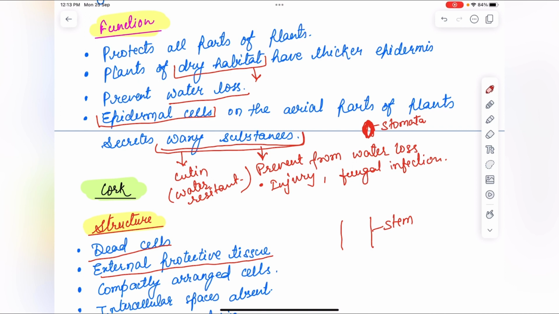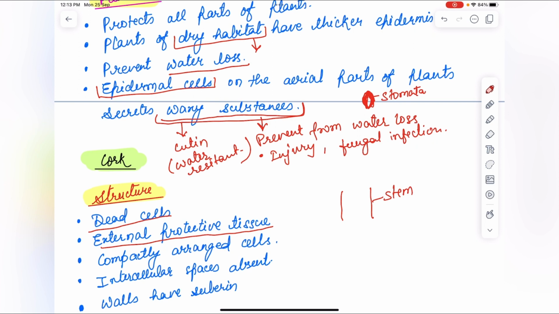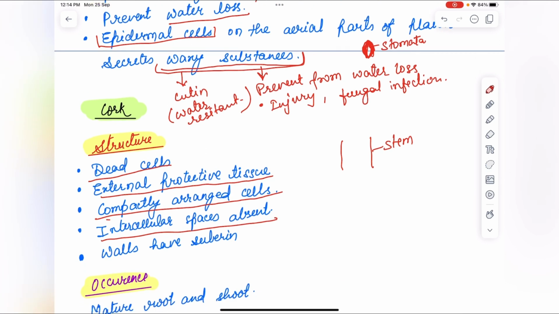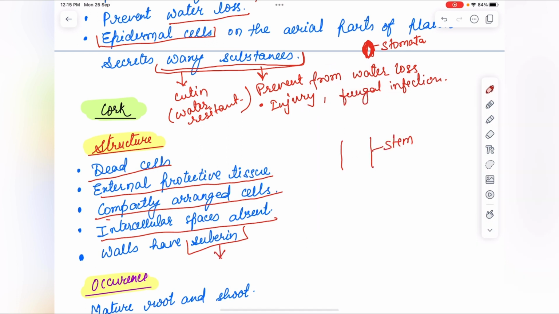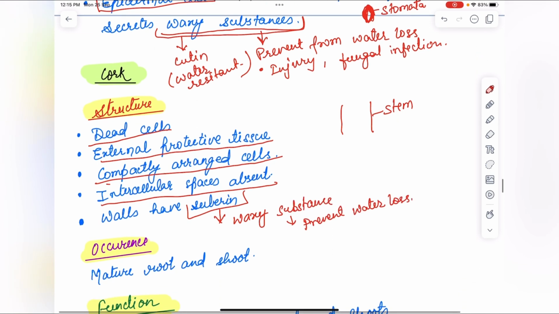These cork cells are compactly arranged. Intercellular spaces will be absent in it, and the walls have suberin. The cell wall will have suberin, which prevents water loss from the tissues. This suberin is a waxy substance present in the cell wall of cork tissues. Waxy substances which prevent water loss. It is present in the root and shoot.